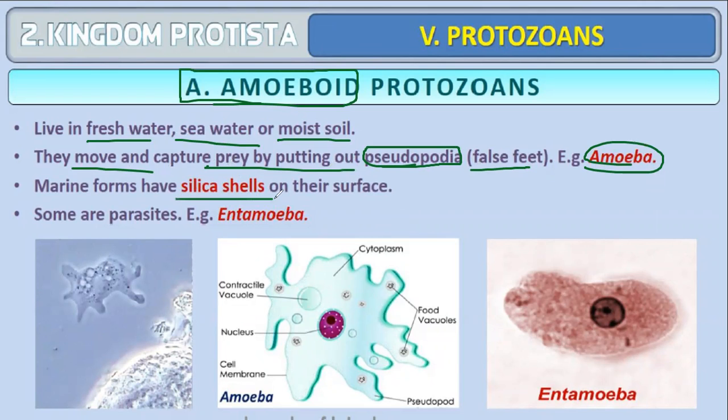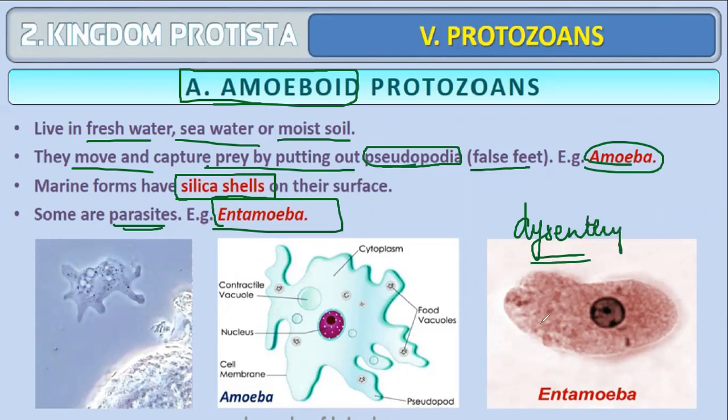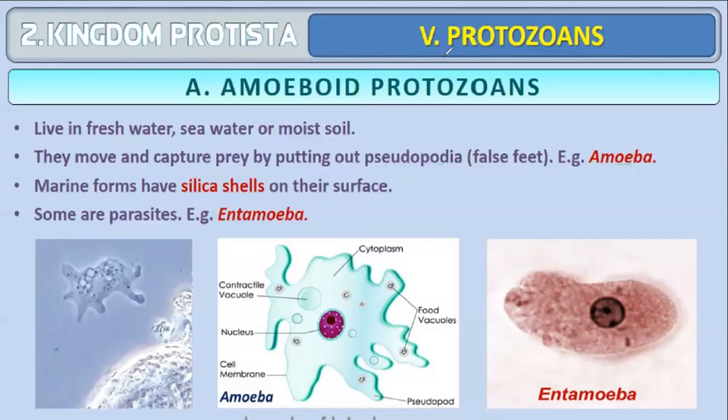Marine forms have silica shells on their surface, and some exist as parasites. The example is Entamoeba histolytica, causing the disease amoebic dysentery. Amoebic dysentery is caused by the protozoan Entamoeba histolytica. Okay. Next one.